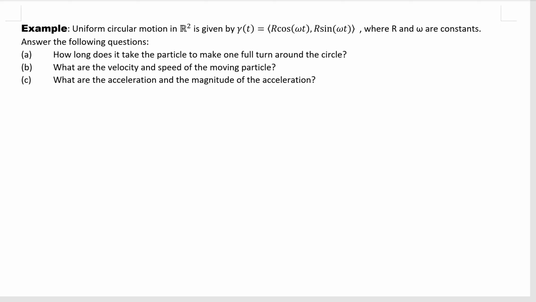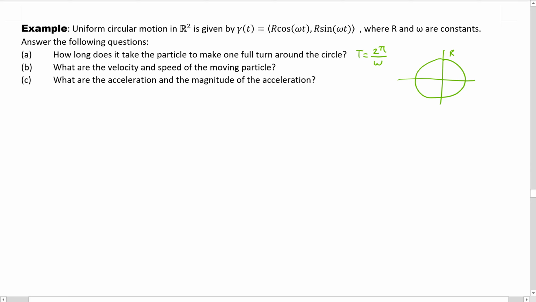Okay, let's see. A full turn around the circle is asking for the period. This is the radius r, right? And we know if it's r cosine t and r sine t, then the period is 2 pi. So if we have r cosine omega t and r sine omega t, then the period equals 2 pi over omega. So far, so good, everybody?